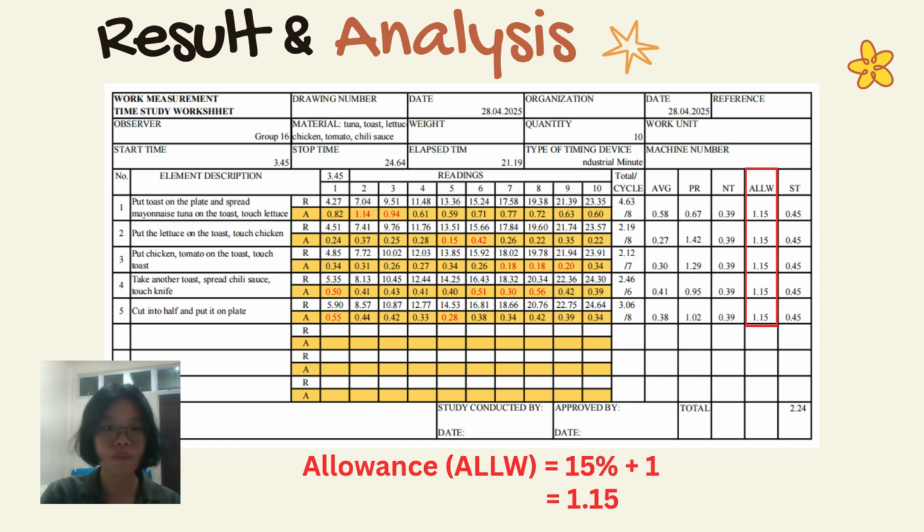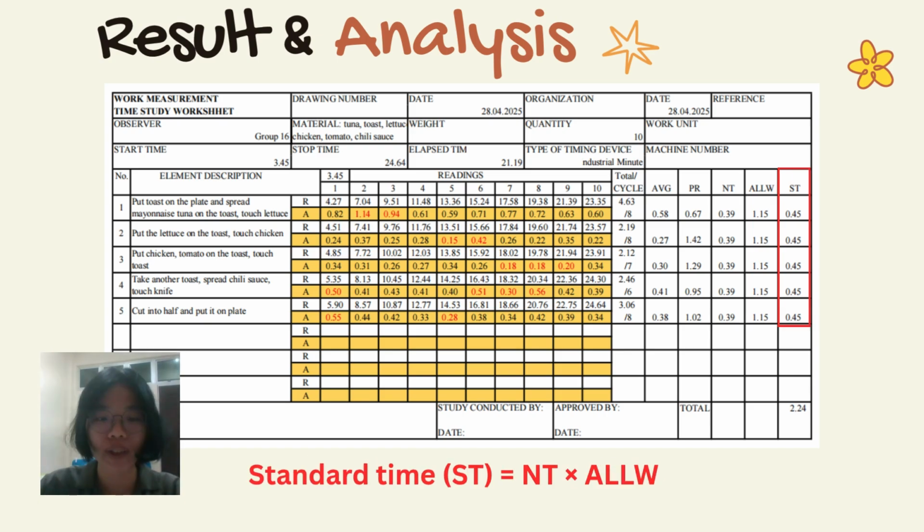There is 15% extra time added to normal time for delays, personal needs, and so on. So our allowance is 1.15. Next, we can calculate the standard time by using normal time multiplied by allowance.